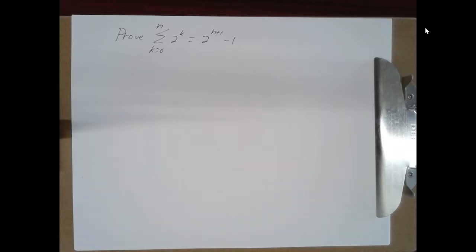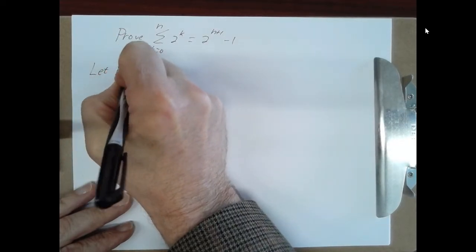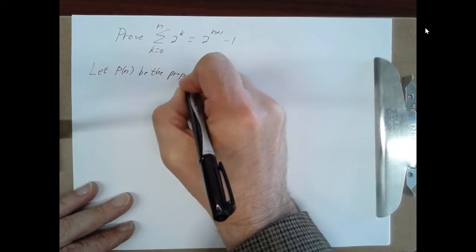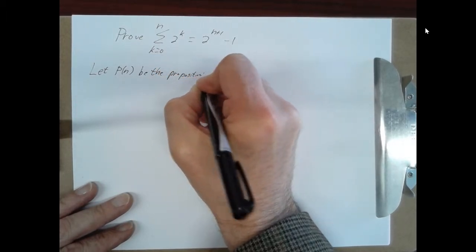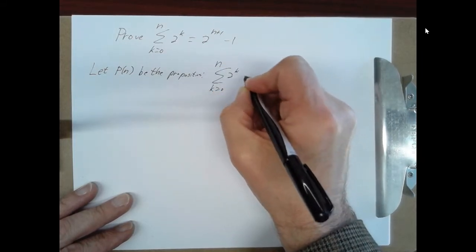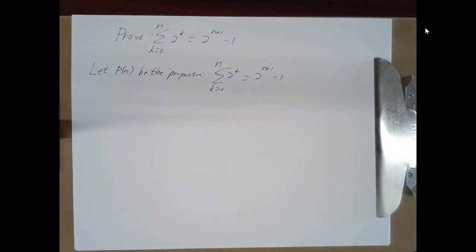And we're going to talk about P of 1 and show that that's true. And then we're going to assume P of n is true, and then we're going to try to prove P of n plus 1 is true. But before we can do any of that, we've got to know what P of n is. So let P of n be the proposition which says the sum from k equals 0 to n of 2 to the k equals 2 to the n plus 1 minus 1. And I don't mind if you write this with a dot, dot, dot.